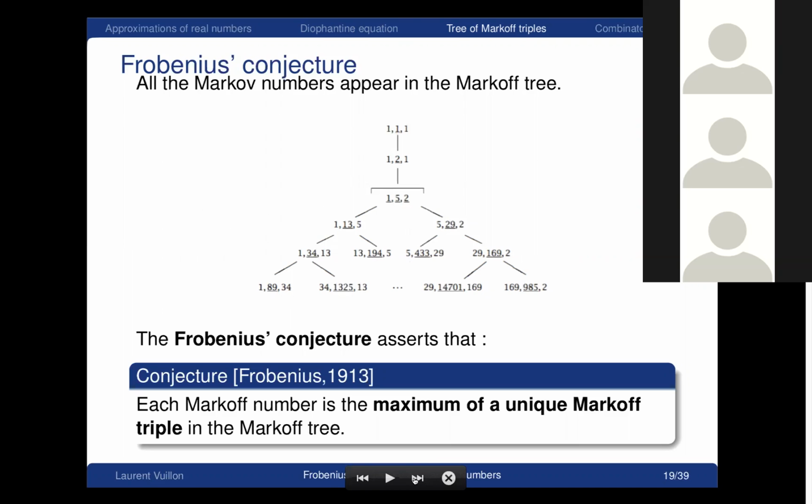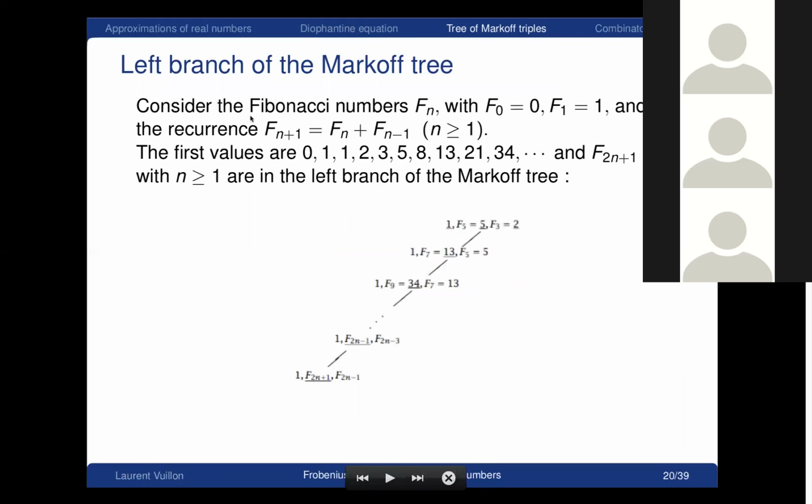So we can see that here we can find nice values, 5, 13, 34, 89, and so on. And this is not so far from the Fibonacci numbers. In fact, you are taking Fibonacci numbers like this, 5, 13, and so on. You take Fibonacci numbers with position 2n plus 1 in your sequence of Fibonacci numbers. And these are Markov values which are Fibonacci. And this is the left branch.